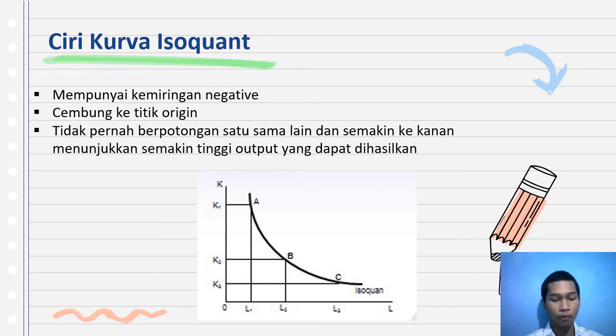This curve has the following characteristics: it has a negative slope, is convex to the origin, never intersects with each other, and the further to the right indicates the higher the output that can be produced, as can be seen in the diagram below.